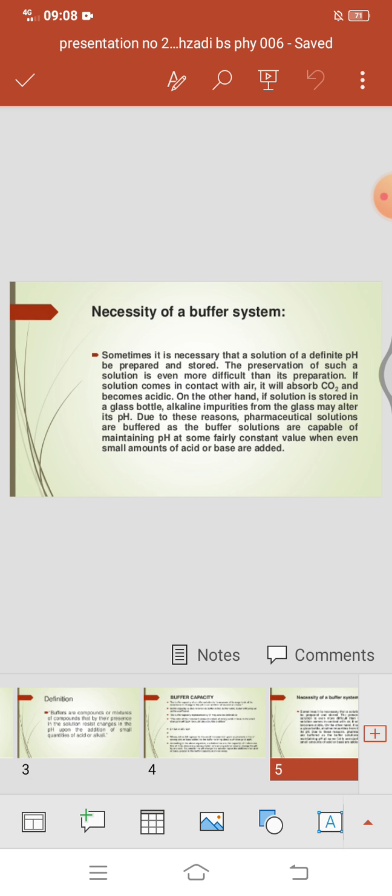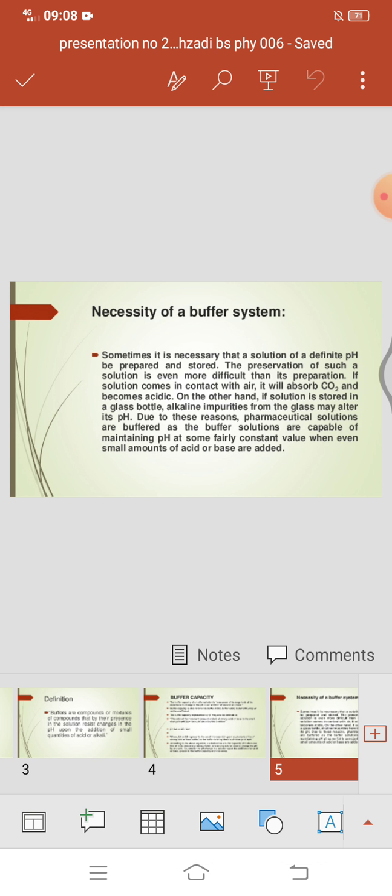What is the necessity of a buffer system? Sometimes it is necessary that a solution of a definite pH be prepared and stored. The preservation of such a solution is even more difficult than its preparation.